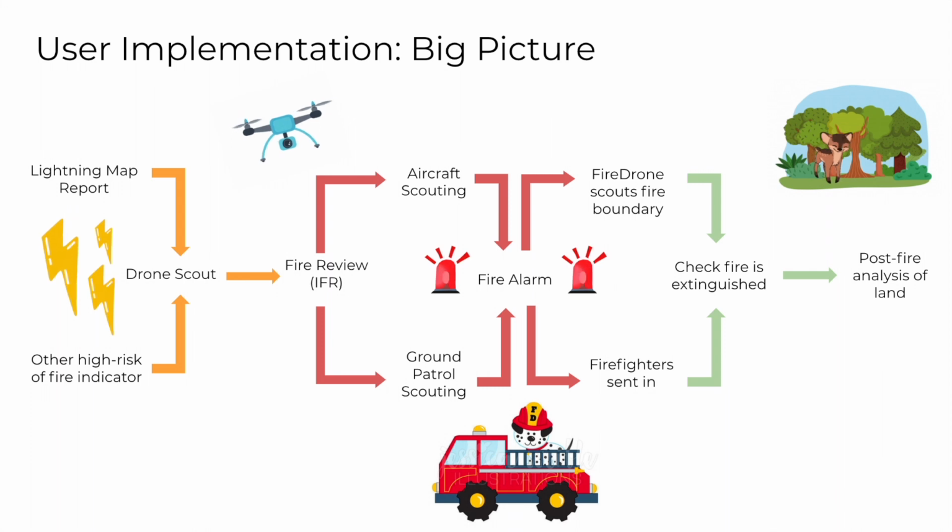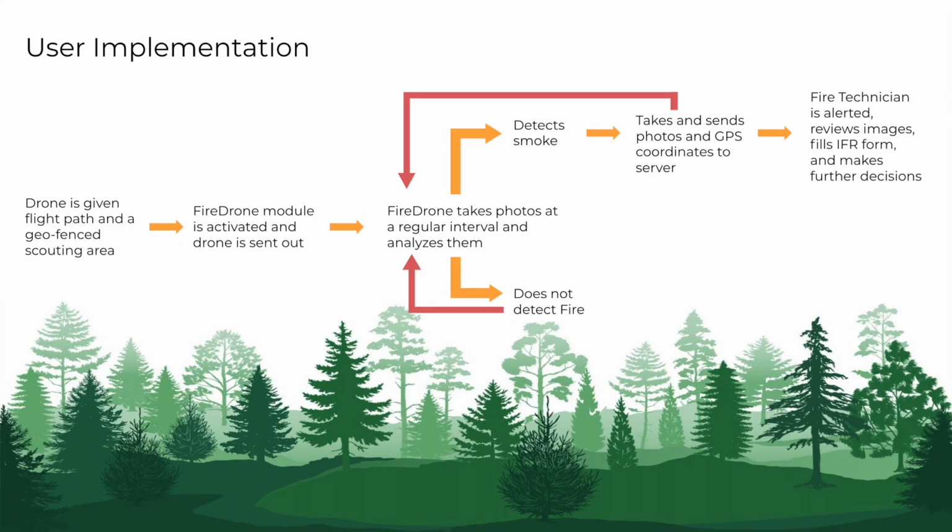The user implementation for FireDrone is as follows. The drone is given a flight path and a geofence scouting area. Then, the FireDrone module is activated and the drone is sent out. FireDrone then takes photos at a regular interval and analyzes them. It either does not detect fire or it detects smoke. Then it takes and sends photos and GPS coordinates to the server. The fire technician is alerted, reviews images, fills out the IFR form, and makes further decisions.